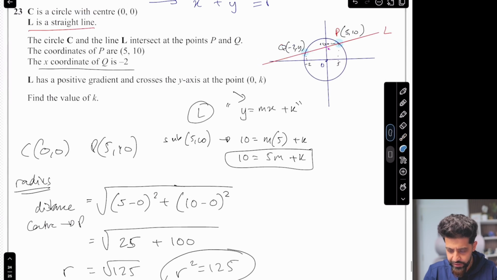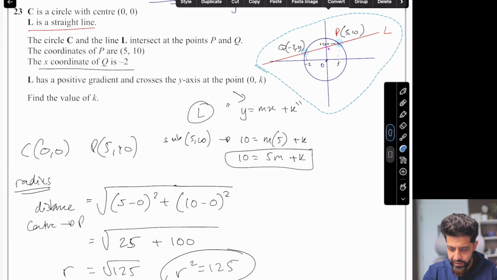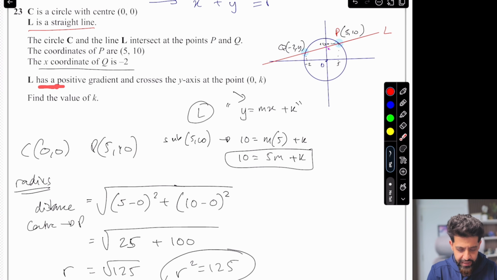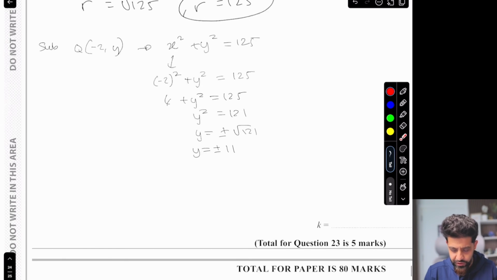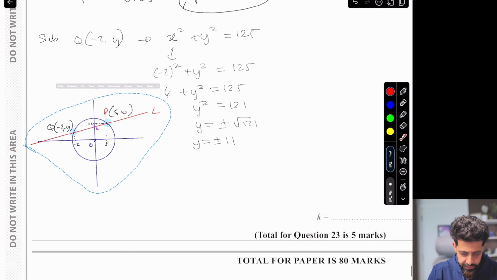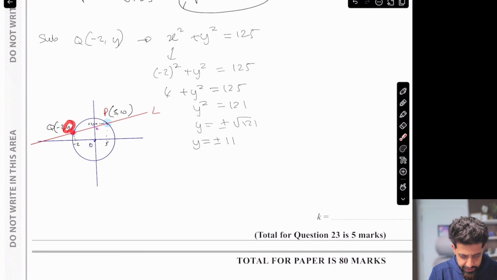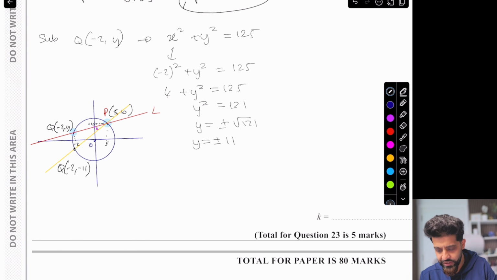Now, one thing I want to bring down here is this diagram again. I just want you to look at this again. The information it tells us about L being a positive gradient, but cutting the y-axis at the point (0, k). I want to show you that we can have two versions of this happening. Here's the first version, which I did. This will imply that y is a positive 11, but we could also have that line coming down here. Still a positive gradient for L, but we could have minus 11 for Q. So Q could also be a line that comes like this, and it's Q right there at minus 2 still, but a negative 11. So there's two different versions that we can potentially have for Q.